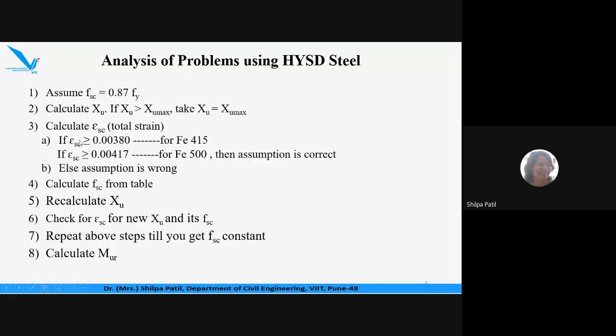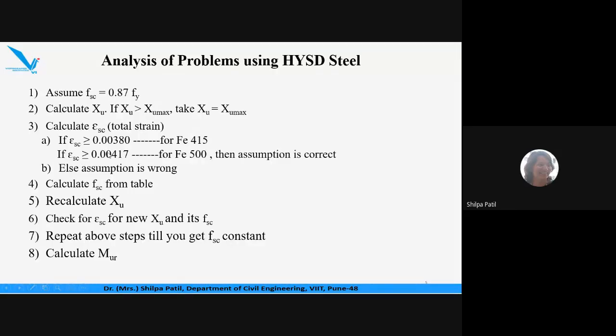Now, if the calculated epsilon SC value is greater than this value, 0.00417 for Fe500, our assumption is correct, because when epsilon SC exceeds this value, obviously your FSC will be exceeding 0.87 Fy. The same concept is here. Only we cannot calculate FSC directly using some formula. So we calculate total strain and compare it with the maximum value of total strain corresponding to the maximum FSC value. Is it clear? Is there any doubt up to this?